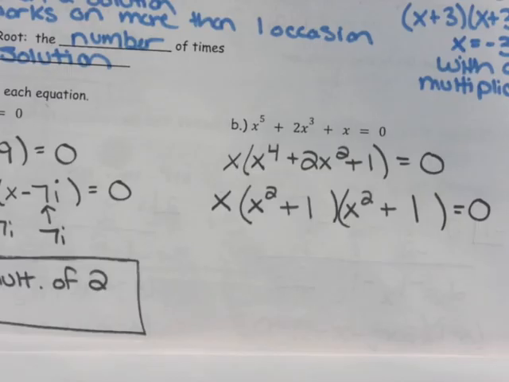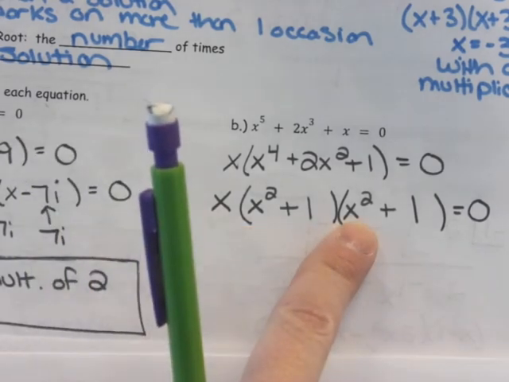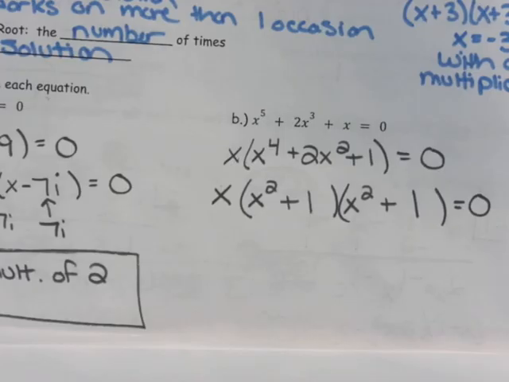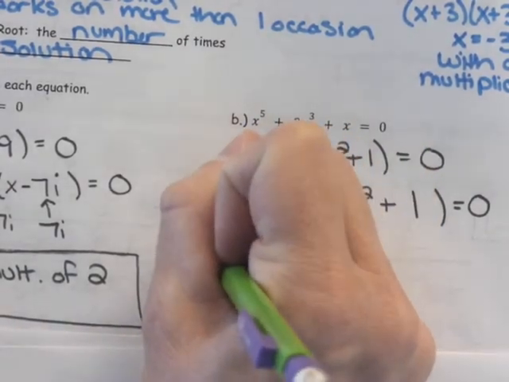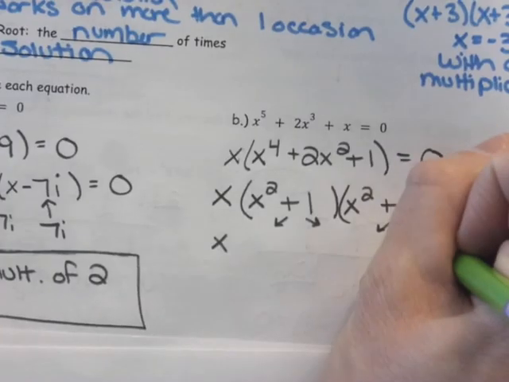So if I were to FOIL that back out, those two sets of parentheses, I should get back x to the 4th plus 2x squared plus 1. This isn't completely factored because I still have stuff with squares. So again, how do you know when you're done? There are no squares, there are no cubes, there are no 4th powers. Everything is down to just x to the 1st. All right, so this is going to be x. I need to factor this further. I need to factor this further.